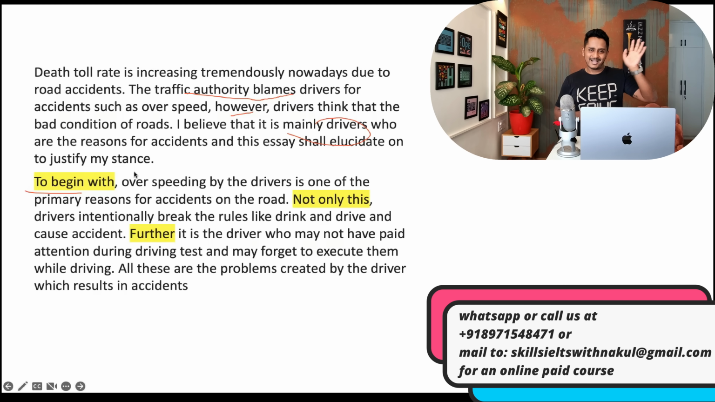People say, no, I don't want to write all these things. I want 7, but I will not write this. The examiner says, I will not give you 7, I'll give you 6.5. See here, the very first line: overspeeding by the drivers is one of the primary reasons. Not only this, second reason started.